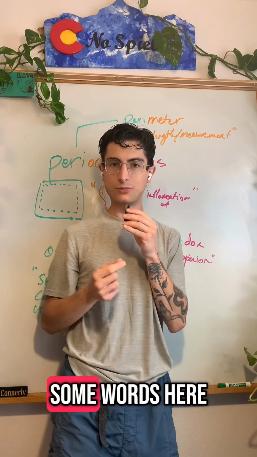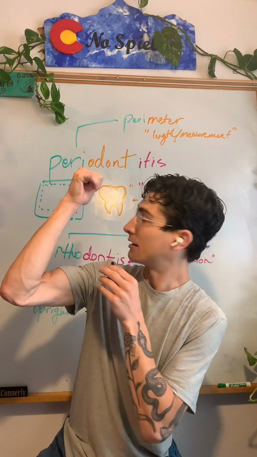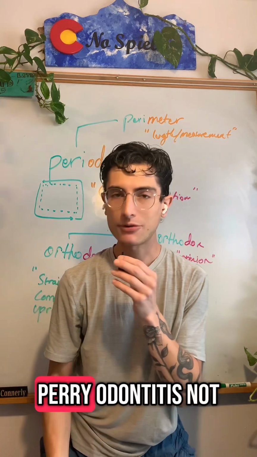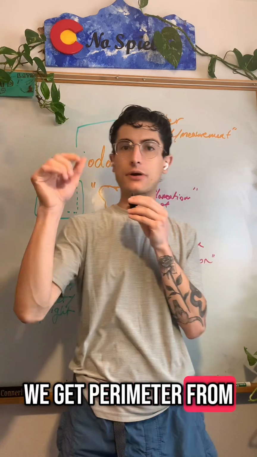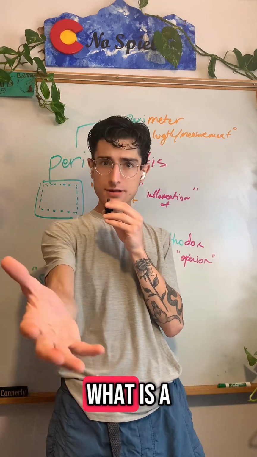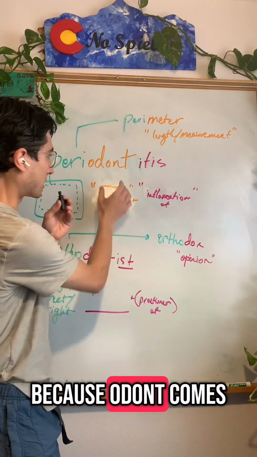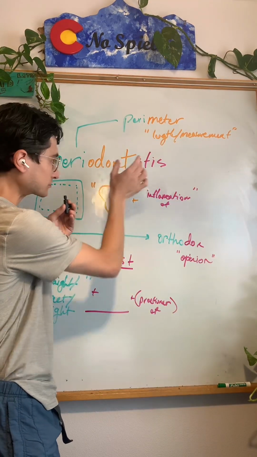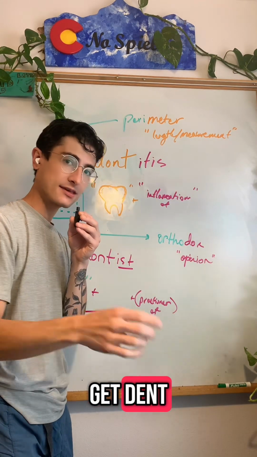Now let's get into some words here and talk about our first one here. Periodontitis, not perimeter, but it's where we get perimeter from. This is where you go to a periodontist. What is a periodontist? We know that it has to do with teeth because odont comes from the Greek, and then in the Latin, it turns into dens, dentis. That's where you get dent.